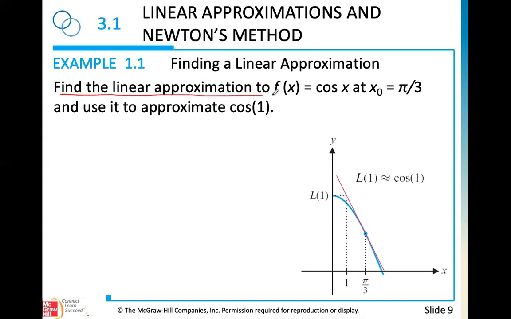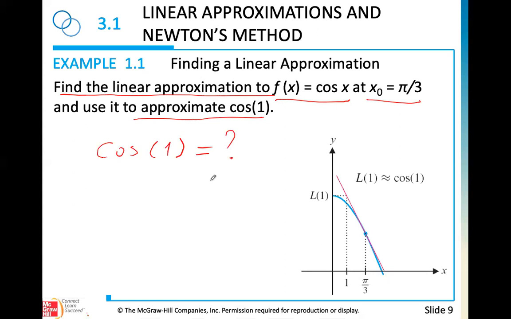Find the linear approximation for the cosine of x function at the point pi over 3 and use it to calculate the cosine of 1. I mean, the question is this normally. What is cosine of 1?